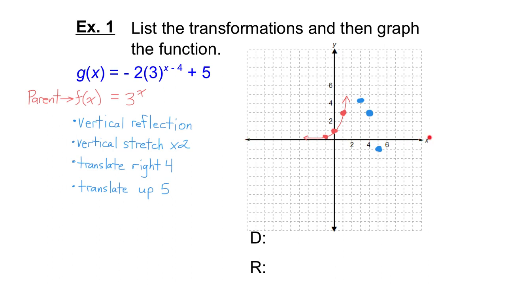Remember, in our parent function, the asymptote was y equals 0, this horizontal line on the x-axis. Now in our function g of x, we're translating up 5 units. So this c value actually tells you how your asymptote is moving. It's going up 5 units as well. So the asymptote I've indicated here with a dotted green line, y equals 5, is the asymptote of the function g of x.